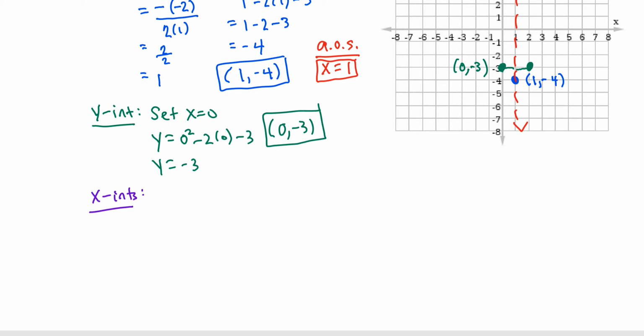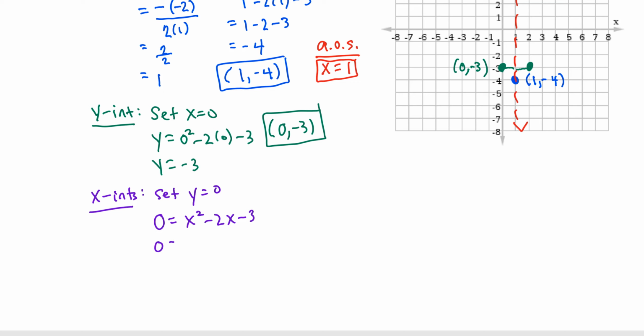Here's the plan. We need to solve the equation 0 equals x squared minus 2x minus 3. Suddenly, we find ourselves back in Unit 2, solving a one-variable quadratic equation. The options here are factoring, quadratic formula, or completing the square. The square root property would not work on this one.